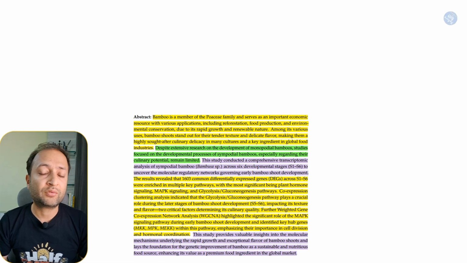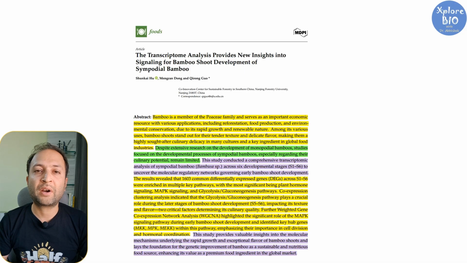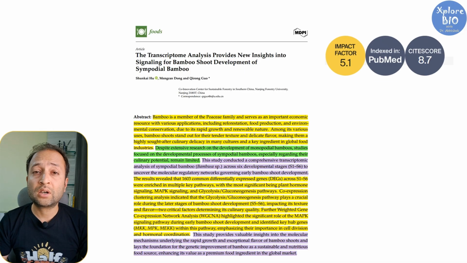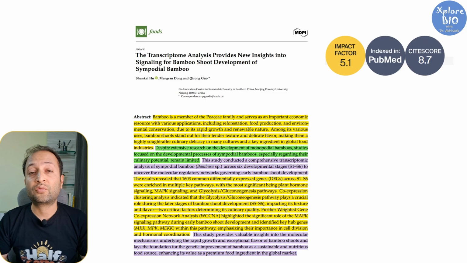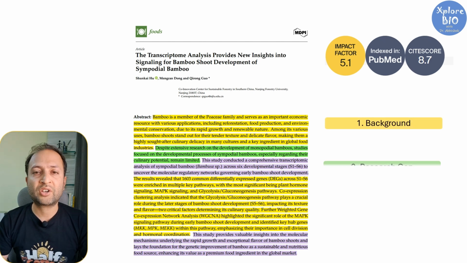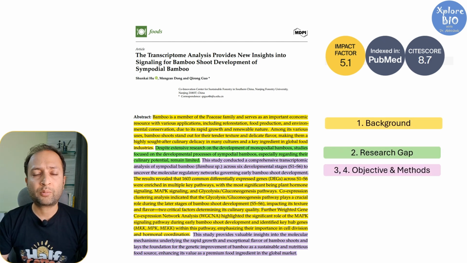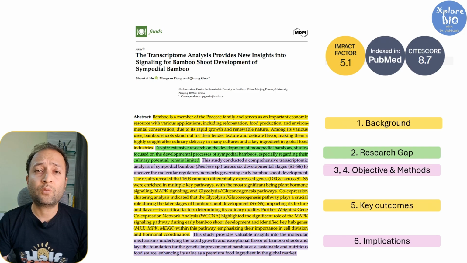Now let's look into the key components of an abstract with the help of this example. It is an abstract from a food journal of MDPI with an impact factor of 5.1. To learn how to easily find the impact factor of any journal, you can watch this video. The abstract you see here comprises 6 key parts. It starts with the background, followed by the research gap, objectives, approach or methodology, key outcomes, and ends with the implication of the study.